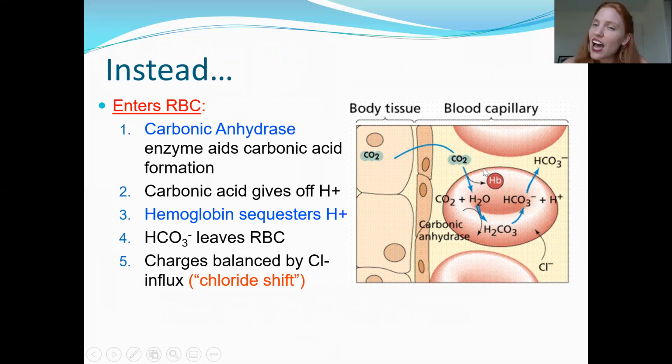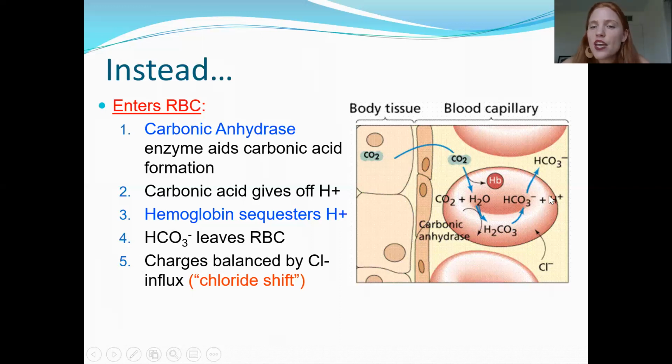Now, inside of the red blood cells, we're going to use an enzyme called carbonic anhydrase, the ASE ending that makes it an enzyme. It's going to help combine the carbon dioxide with water, and it'll do the same equation as we saw before, but now we're inside. That creates the carbonic acid, H2CO3. See how it has extra hydrogens to give off?